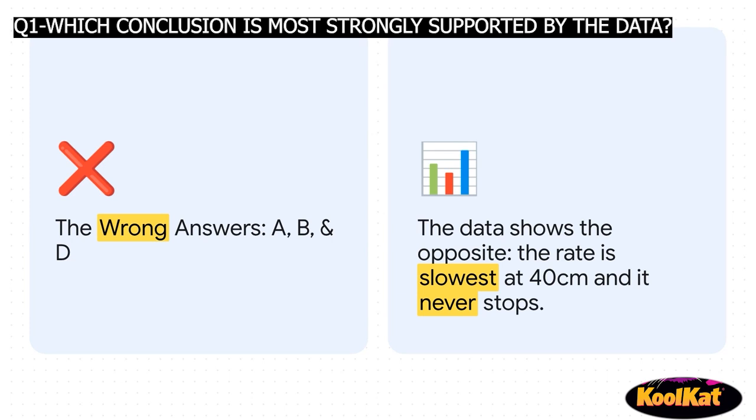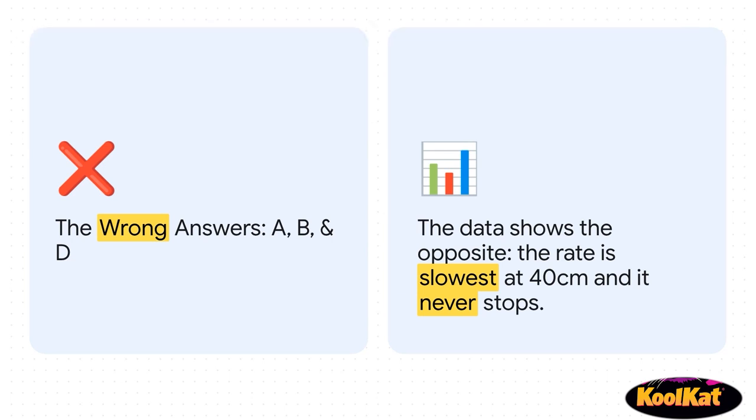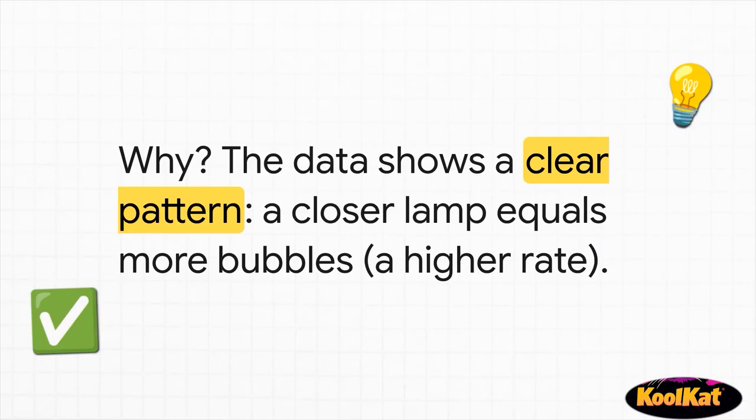Answer A says the fastest rate is at 40 centimeters. We look at the data, that's where we see the fewest bubbles, so that's the slowest rate. Wrong. Answer B says it stopped at 20 centimeters. Data says 37 bubbles. It's definitely still going. Wrong. And D says there's no effect? The number of bubbles changes at every single distance, so there's clearly an effect. Wrong again. And that just leaves us with C.